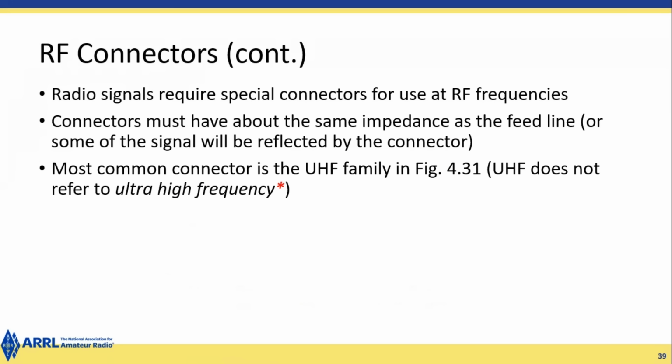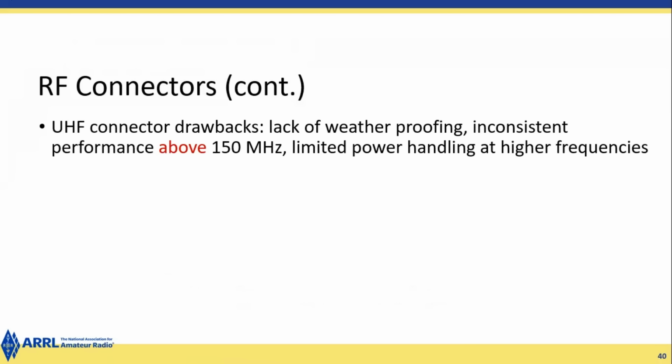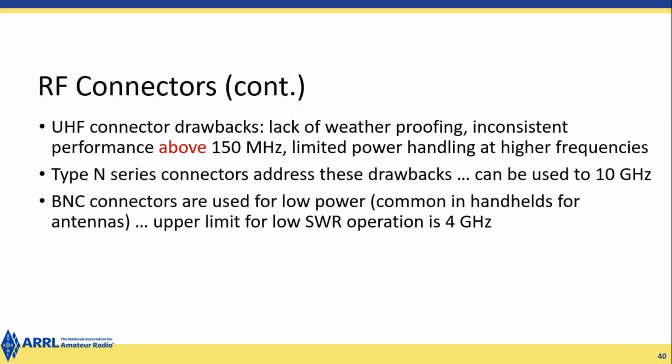UHF here does not mean ultra high frequency. UHF connectors are typically used up to 150 megahertz and can handle legal transmit power at HF. UHF connector drawbacks include lack of weatherproofing, inconsistent performance above 150 megahertz, and limited power handling. Type N series connectors address some of those drawbacks. They can be used up to 10 gigahertz.